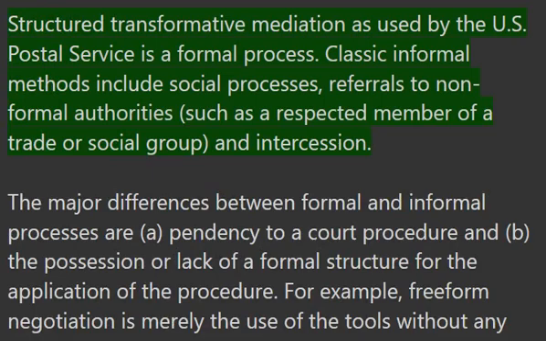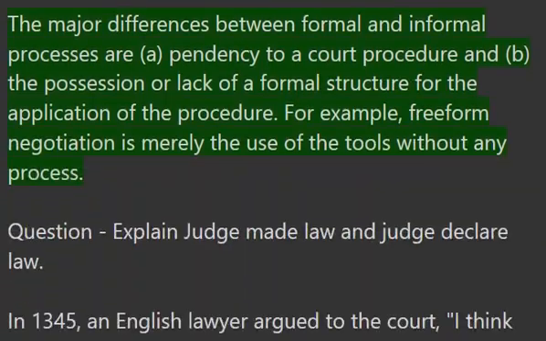Classic informal methods include social processes, referrals to non-formal authorities, such as a respected member of a trade or social group, and intercession. The major differences between formal and informal processes are a. Pendency to a court procedure and b. The possession or lack of a formal structure for the application of the procedure. For example, free-form negotiation is merely the use of the tools without any process.